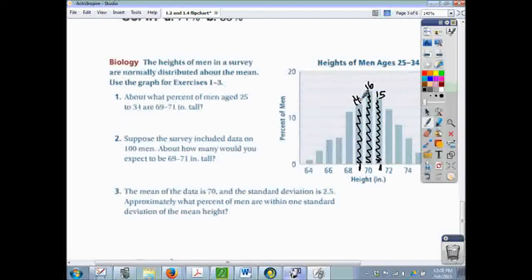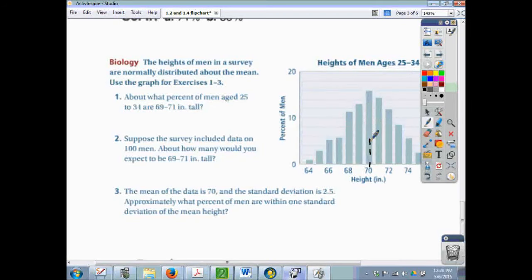Approximately what percent of men are within 1 standard deviation of the mean height? Wait, so the whole thing is 2.5? Well, it says the standard deviation is 2.5 inches. Do you guys understand what they're asking there? Oh, okay.